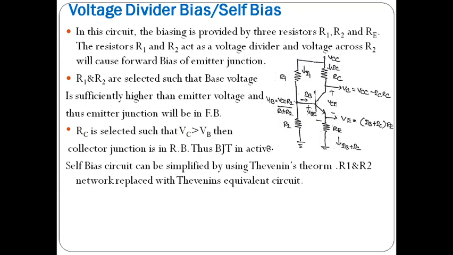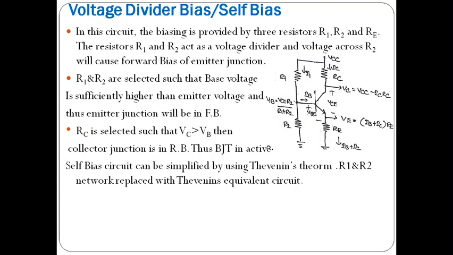R1 and R2 are selected such that the base voltage is sufficiently higher than the emitter voltage. Why? Because to make the emitter junction forward biased, VB must be greater than VE. Then only can we say the emitter junction is forward biased. And RC is selected such that VC is greater than VB. That means the collector potential must be greater than the base potential. Then only can we say the collector junction is reverse biased, and the BJT is in the active region.